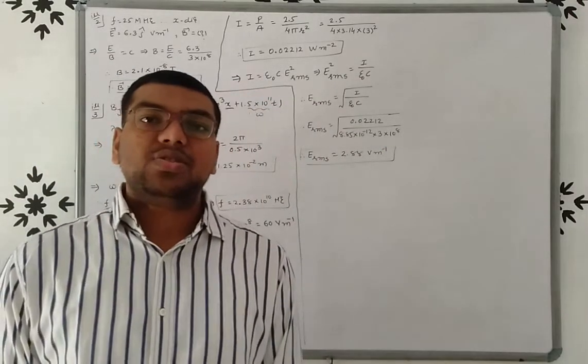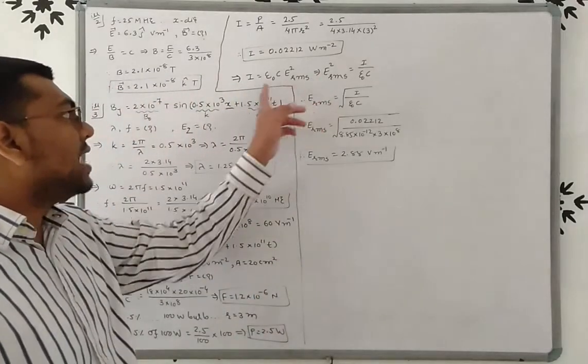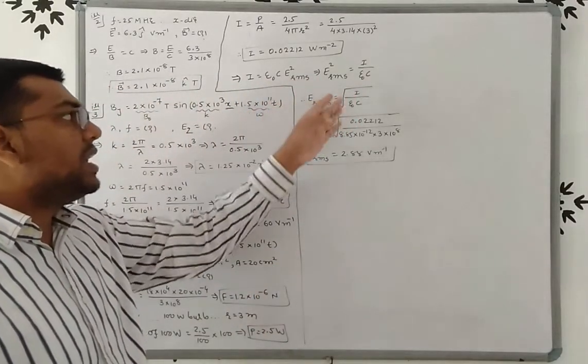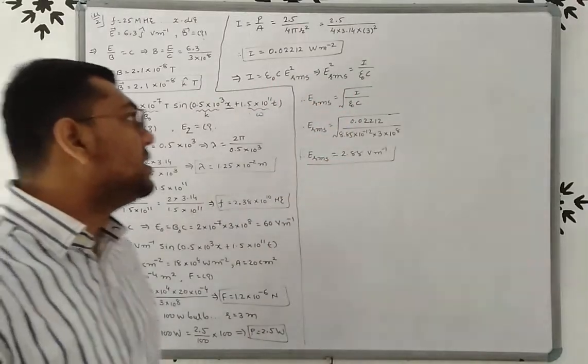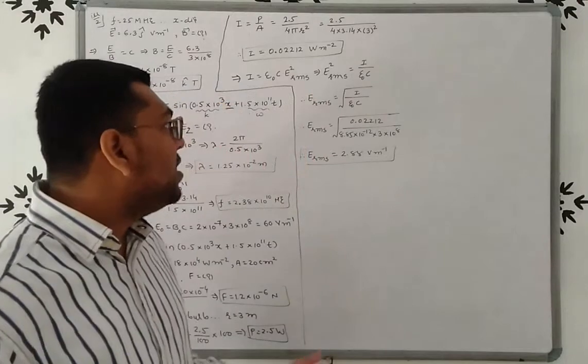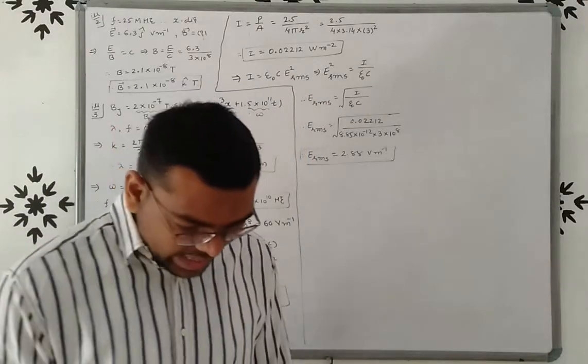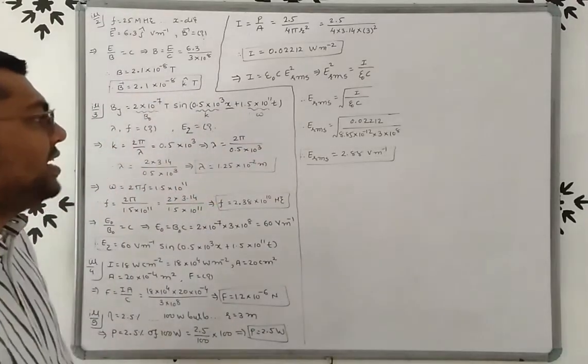So you have to remember the formula of intensity in terms of electric field: I is equal to epsilon 0 c E square RMS. So E square RMS is I by epsilon 0 c, and by taking the square root, E RMS is equal to the square root of I by epsilon 0 c. We know the values of I, epsilon 0 and c, so we get E RMS as 2.88 watt per meter.